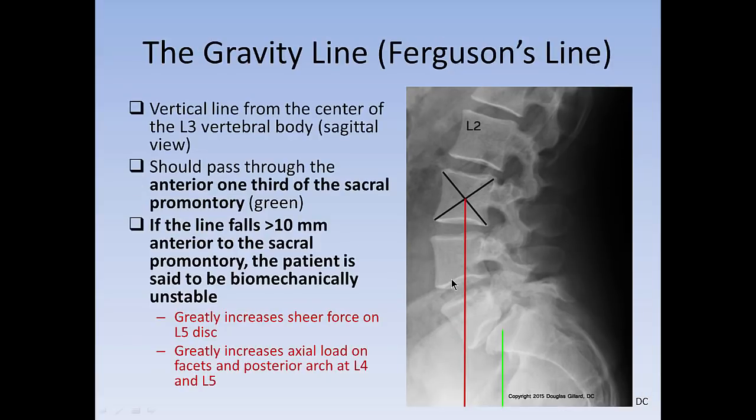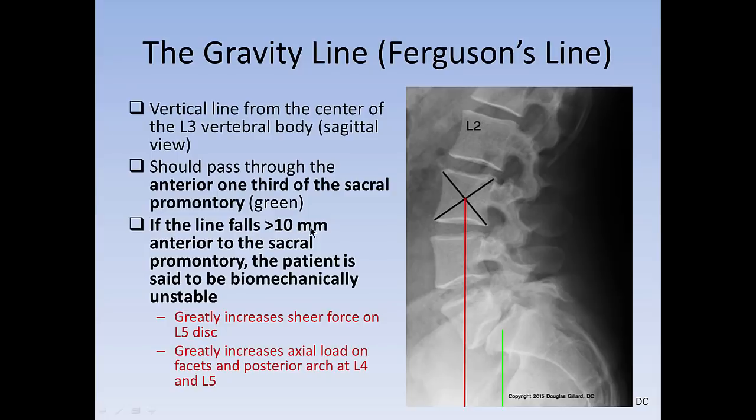Okay, here are these lines. You probably already know these, but we should know these again. There's the gravity line, or Ferguson's line. We talked about all this. If it doesn't fall through the posterior or anterior third of the sacrum, they're unstable. Maybe we should know that line, because what if it's just a smidgen off? So maybe that is a good thing.